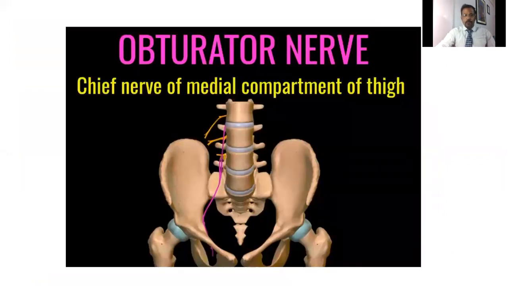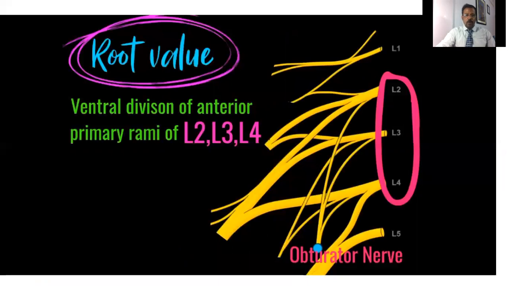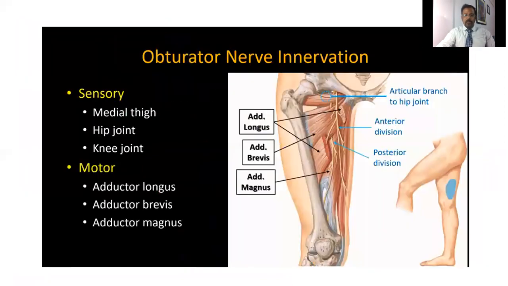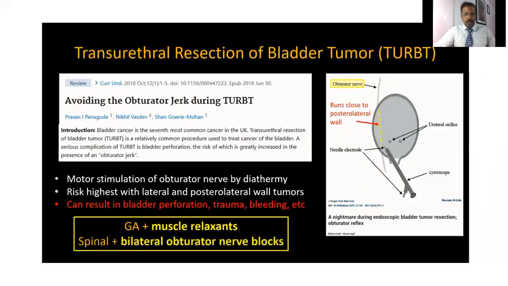Now, obturator nerve, it is the chief nerve of the medial compartment of thigh, arising from the ventral division of L2 to L4. In 30% of individuals, you can have accessory obturator nerve arising from L3 to L4. And obturator nerve, after coming out of the obturator canal, divides into anterior and posterior division, providing sensation to the medial side of the thigh, and it gives muscle supply to all the adductors.